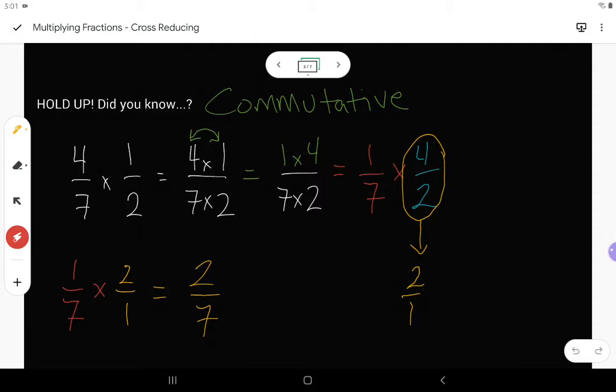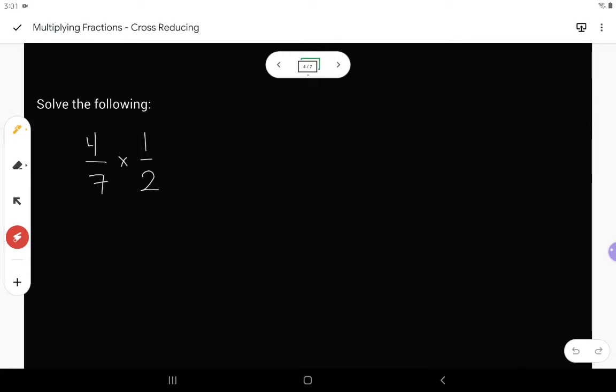So if I reversed the order of the 4 and the 1 like this, I could put this into lowest terms as 2 over 1. Now, that's way too much work. I don't want you to write that out every time. That's crazy. No way. But what I want you to notice is, hey, 4 and 2 are across from each other.